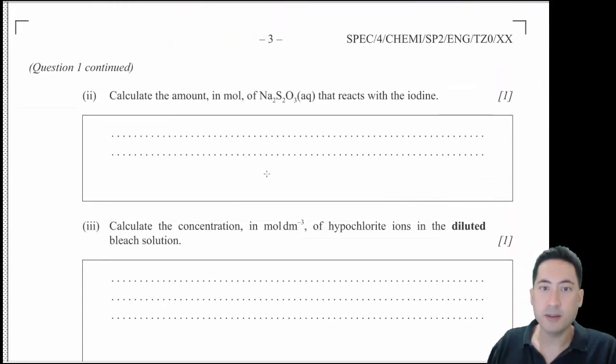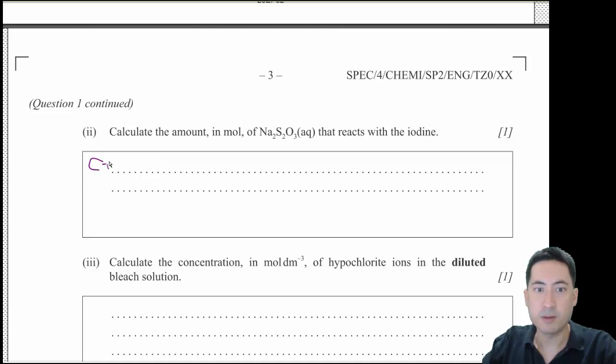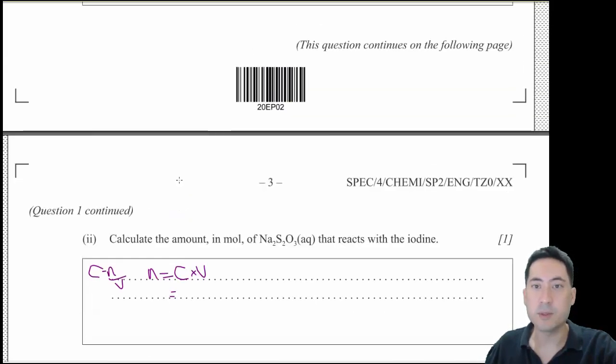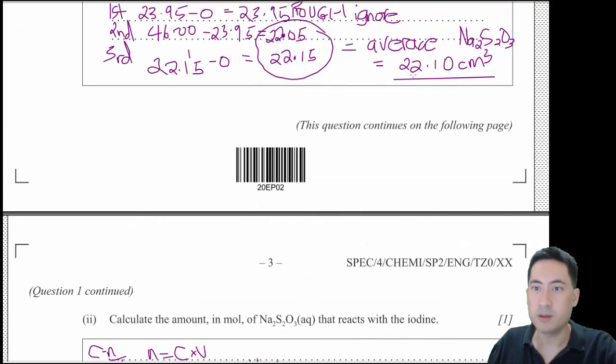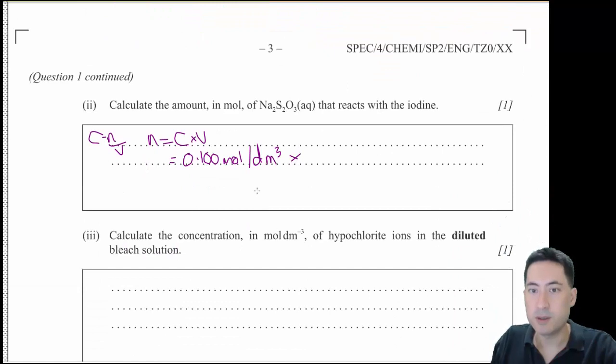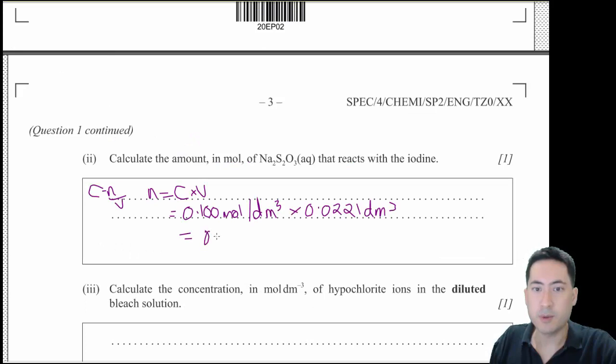Okay, part 2. Calculate the amount in moles of sodium thiosulfate that reacts with iodine. Concentration equals number of moles over volume, so the number of moles equals concentration times volume. We know the concentration from the top as 0.1 moles per decimeter cubed, and we just worked out that the volume is 22.1 centimeters cubed, converted to decimeters cubed, 0.0221. We get a calculator out, and we get 0.00221 moles of sodium thiosulfate reacting.